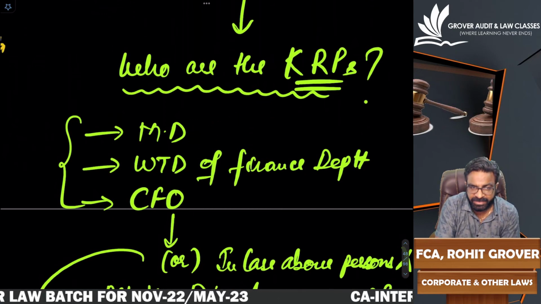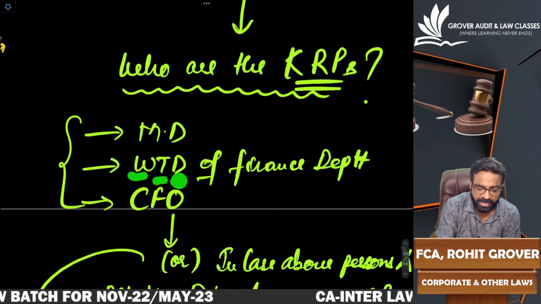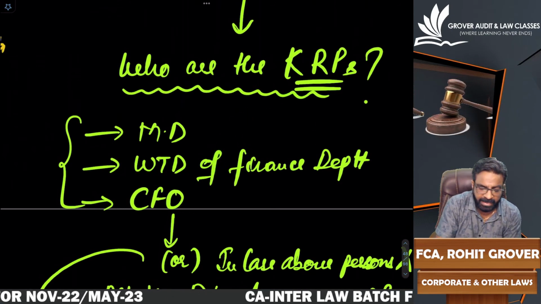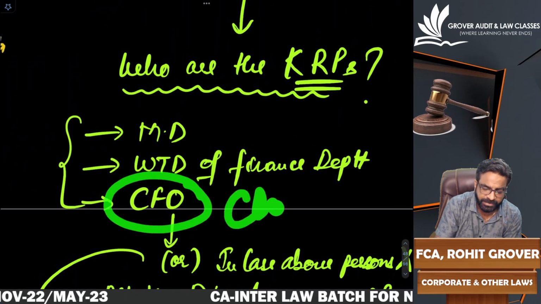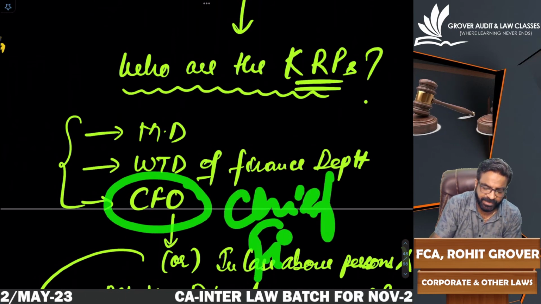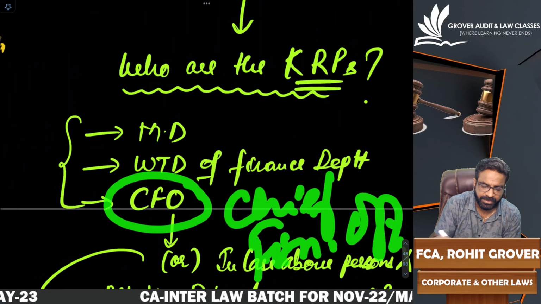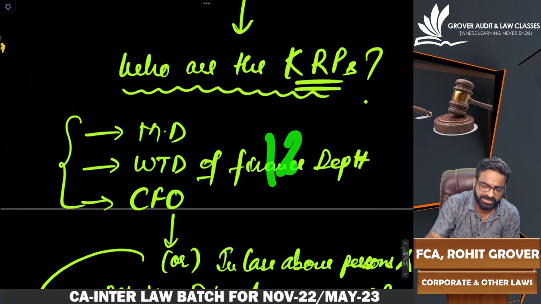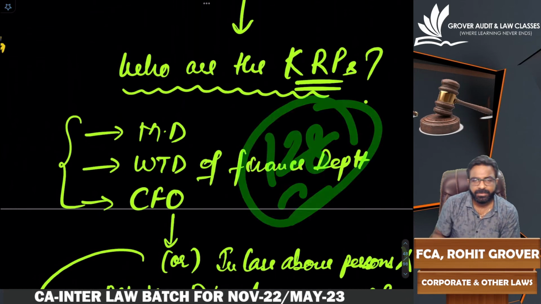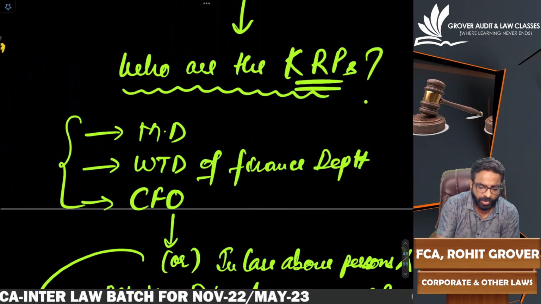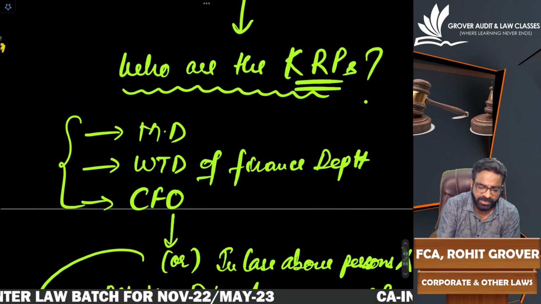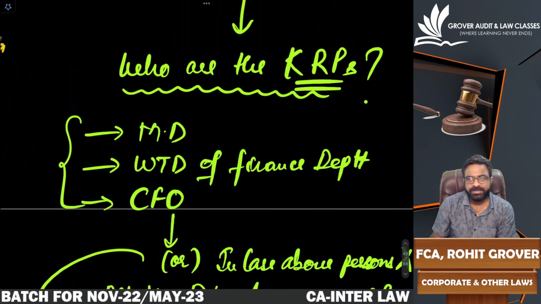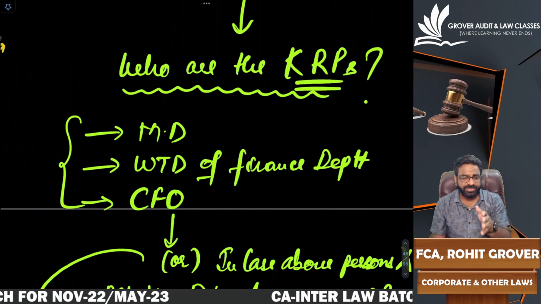MD, Managing Director. Whole time director of which department, Amma? Finance. And CFO stands for Chief Financial Officer. So tell me, who are the 3 KRPs of the company who are responsible for books of accounts as per section number 128? MD, whole time director (WTD) of finance department, and Chief Financial Officer, CFO.